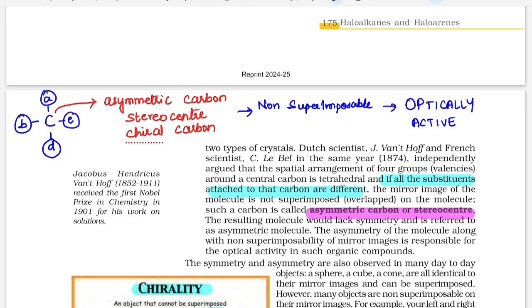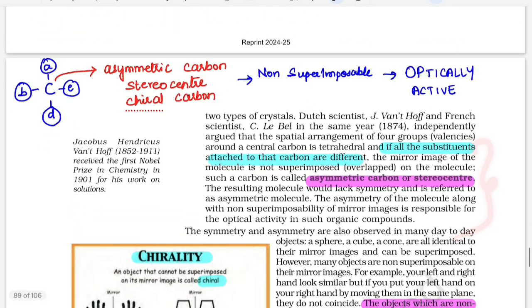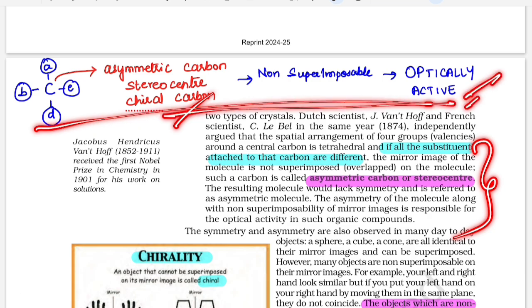This is how you can identify whether the given compound is optically active. You have to check whether the carbon is attached to four different atoms or not. If it is attached to four different atoms, then it is optically active. If all the substituents attached to the carbon atom are different, then the mirror image of the molecule is not superimposed on the molecule, and such a carbon is called an asymmetric carbon or stereocenter. All this I have condensed and given here, so just revise this.